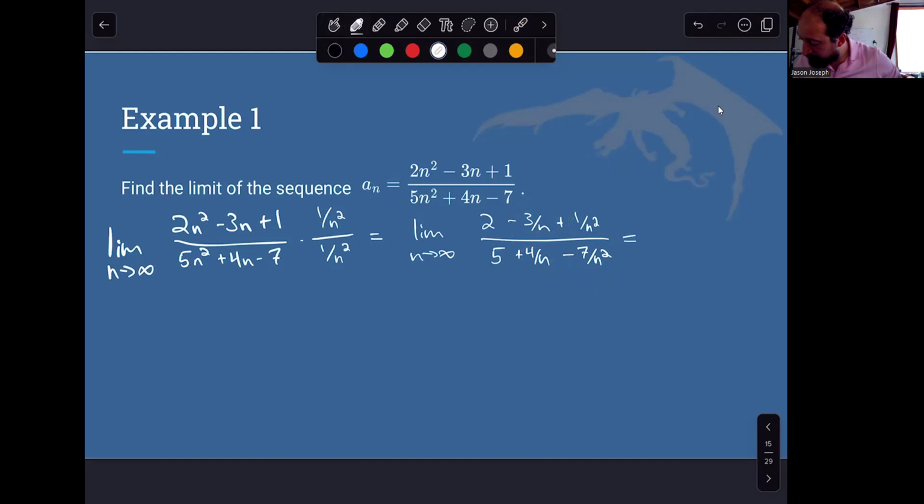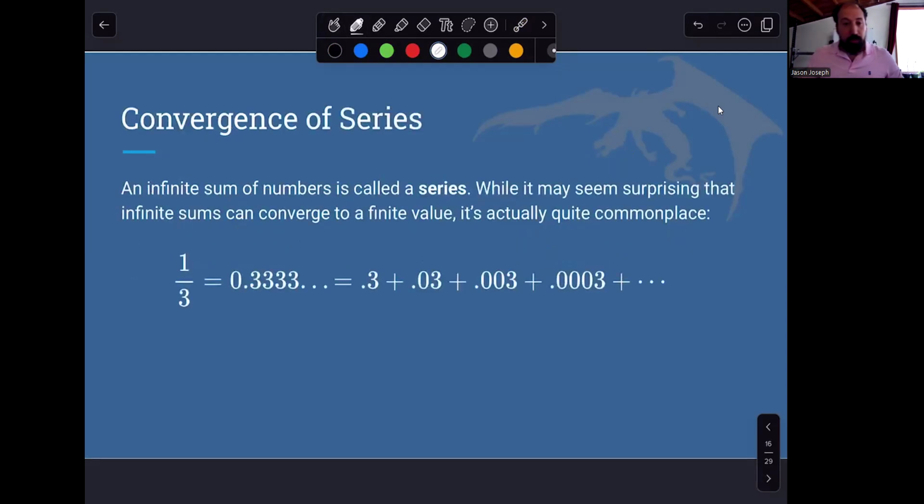So this limit is 2/5. Okay. So far, so good. So what does it mean for a series to converge?